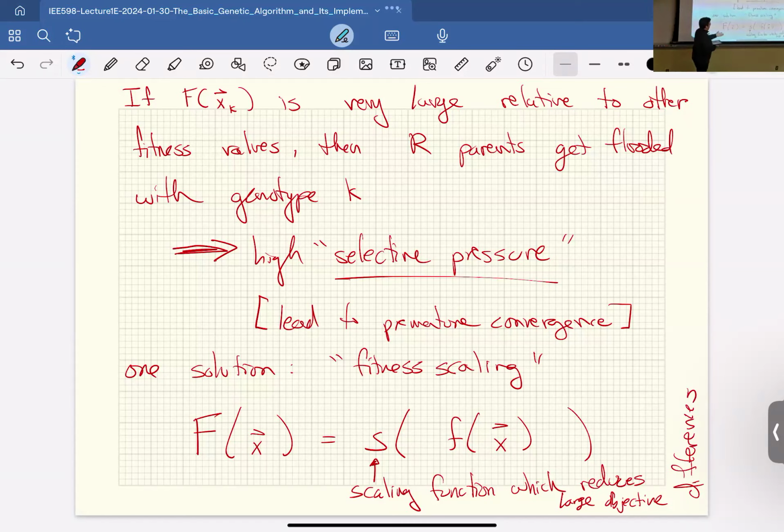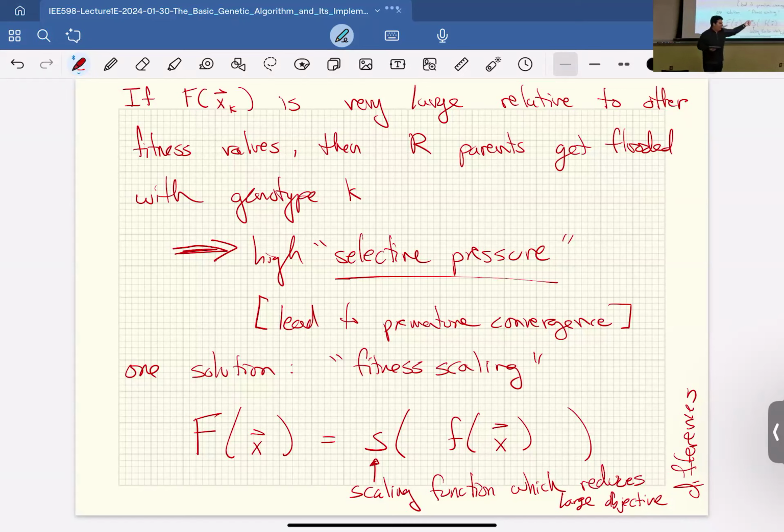And so that means that if you know that your fitness objective might lead to this, one thing that you can basically do is squish it all down so that the possible difference in the fitness realized by the algorithm will never be that great. And so then there's always some possibility for solutions that are not quite as good to make it into the breeders. And that's one way to reduce the selective pressure.